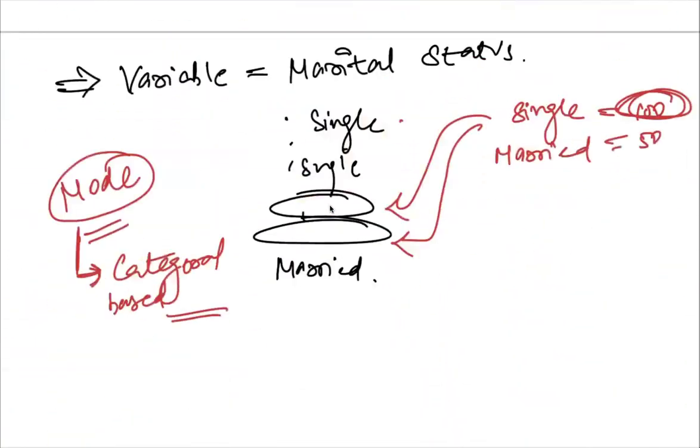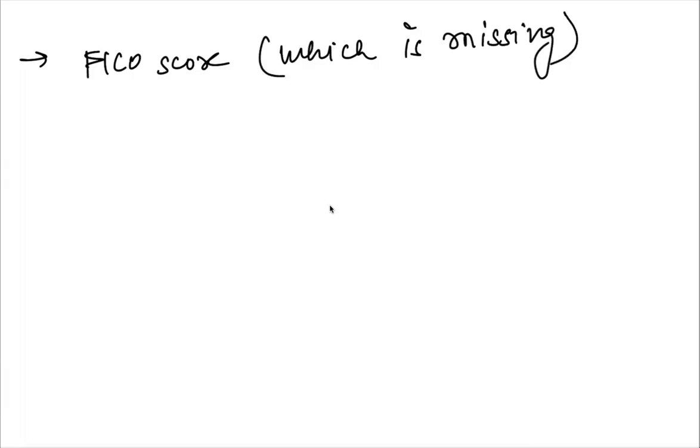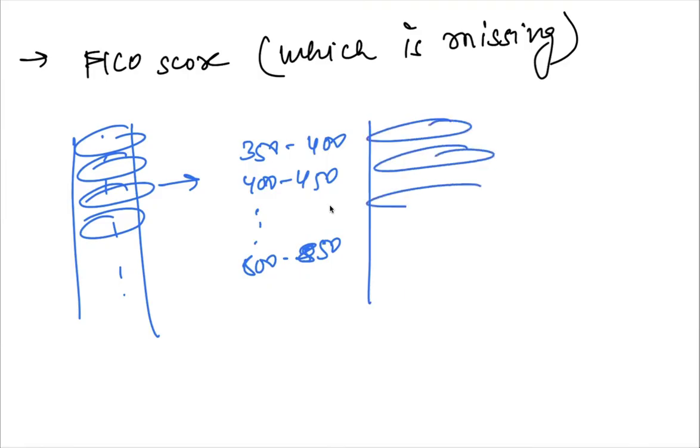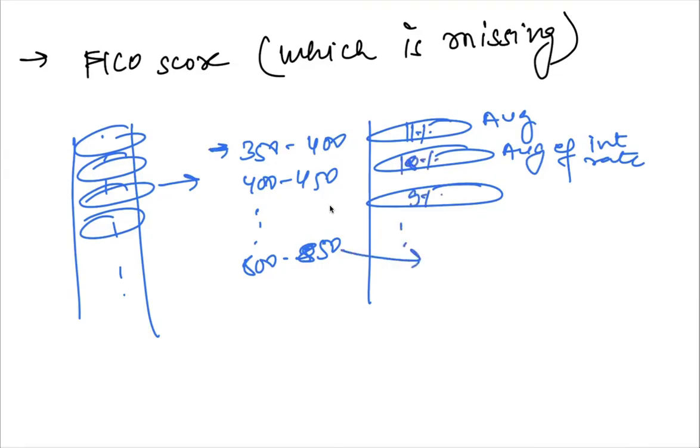I'll tell you how. Let's say you have a FICO score which is missing. Whatever data set I have, I'll bucket all these FICO scores between ranges 350 to 400, 400 to 450, and let's say 800 to 850. I'll bucket this and check the average interest rate in all these categories. Let's say the lower the FICO score, the higher the credit risk, so these are charged a higher percentage, right? Let's say 11%, 10%, 9%, and here it is, let's say 7%.